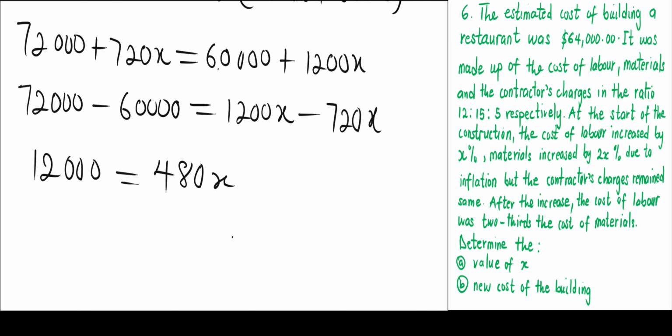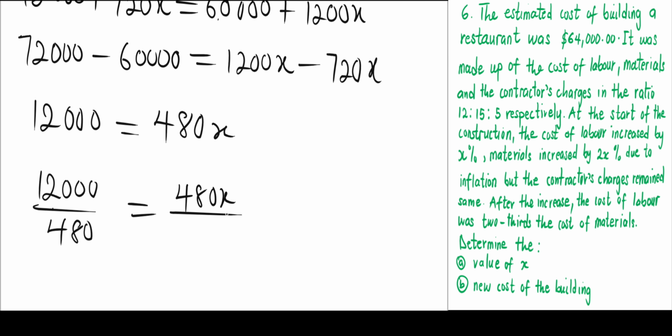But we have to find the value of x. So we divide through by the coefficient of x. So we are going to get 12,000 divided by 480 equal to 480x also divided by 480. So we are going to get our 12,000 divided by 480, and that will be equal to 25. Okay, so we have x to be equal to 25.